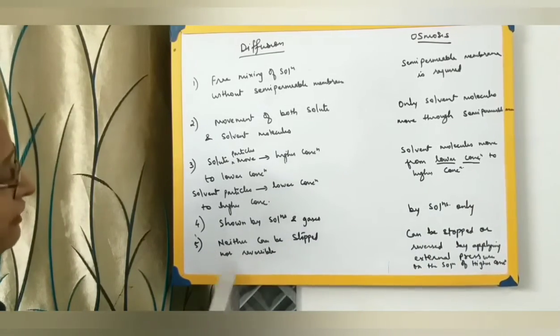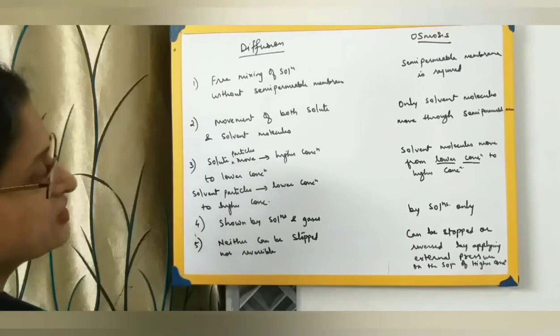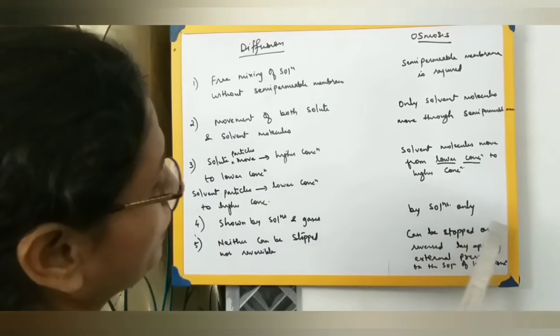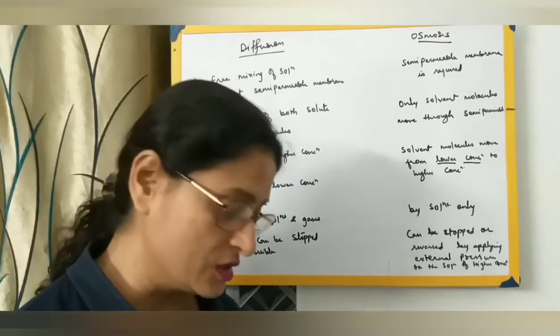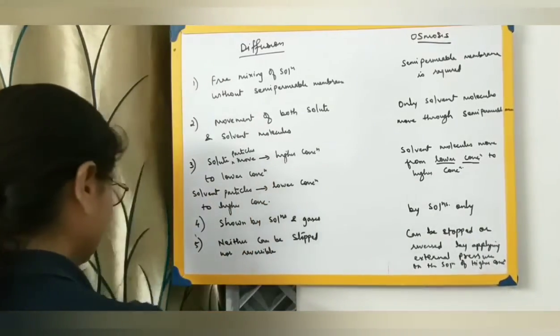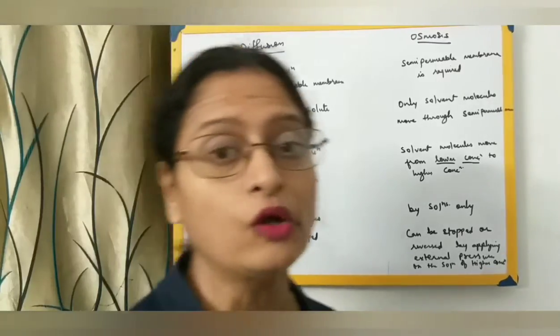Next, diffusion neither can be stopped nor reversible, but osmosis can be stopped or reversed by applying external pressure on the solution of higher concentration. So with this we have completed the differences between diffusion and osmosis.